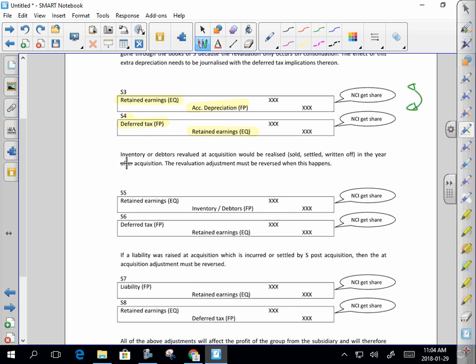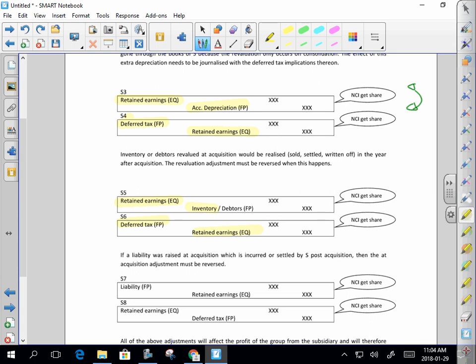This is just giving you a couple of examples. If the asset at acquisition that you revalued was inventory, how do you use inventory? You sell it. So don't depreciate your inventory, for goodness sake. When you sell the inventory, just reverse out the inventory. Other side of the entry, cost of sales. In a prior year, retained earnings. Does that need tax? Yes, it does.